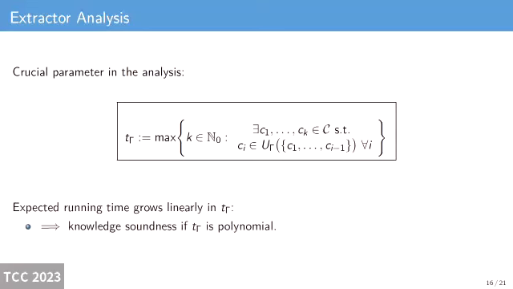And the expected running time actually grows linearly in this parameter T of gamma, which basically means that knowledge soundness is implied. So gamma spatial sound interactive proofs are knowledge sound if T of gamma is polynomial. Now, this is a crucial parameter in the analysis and also when you apply these techniques.